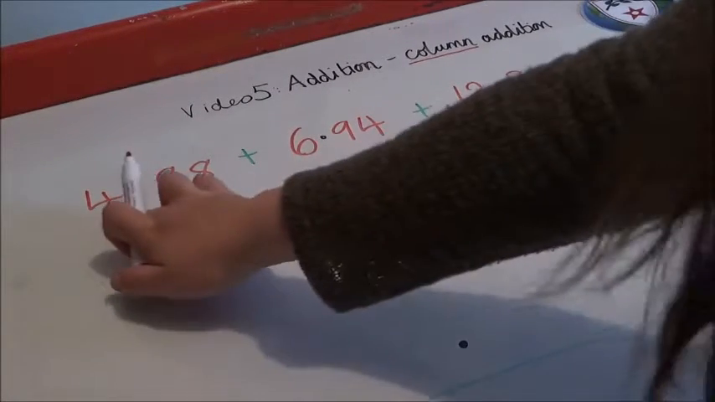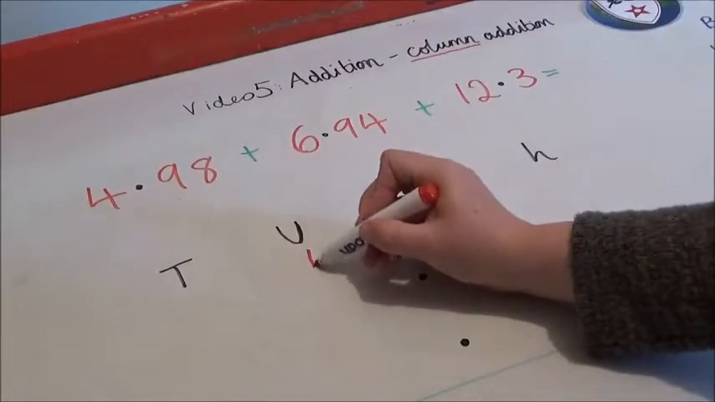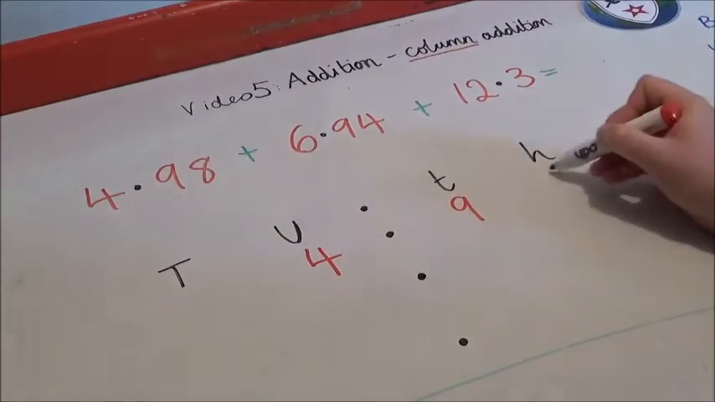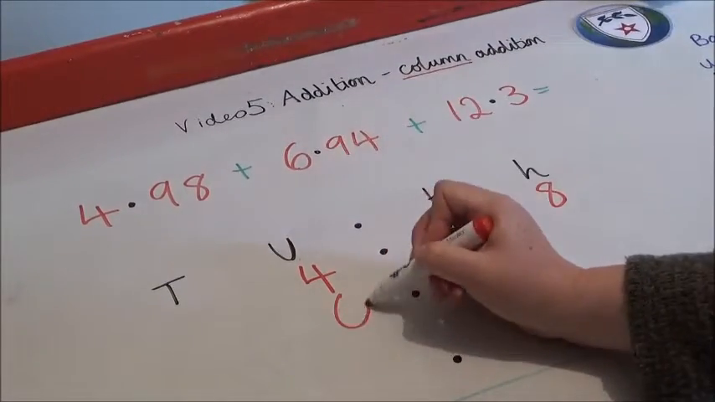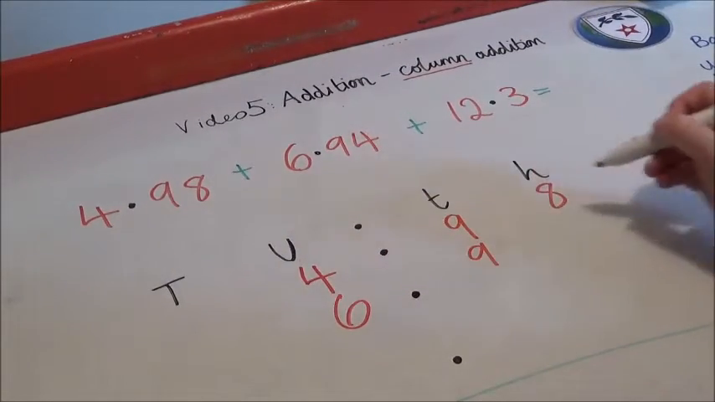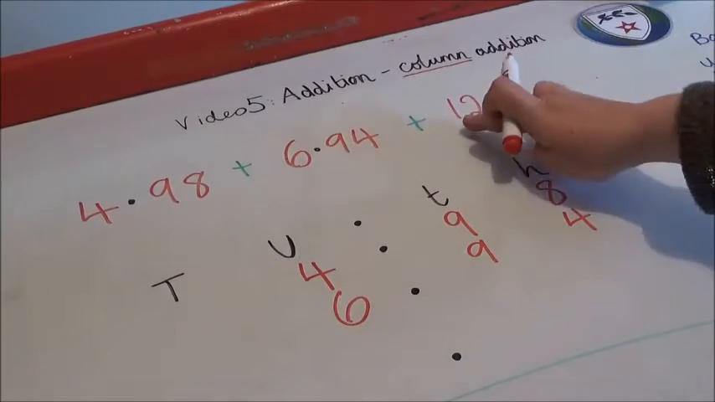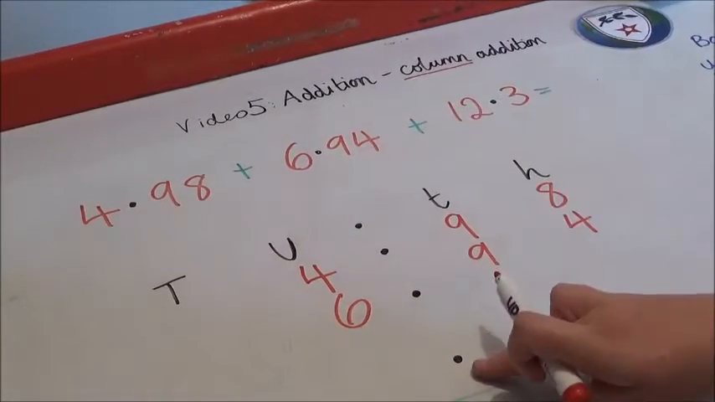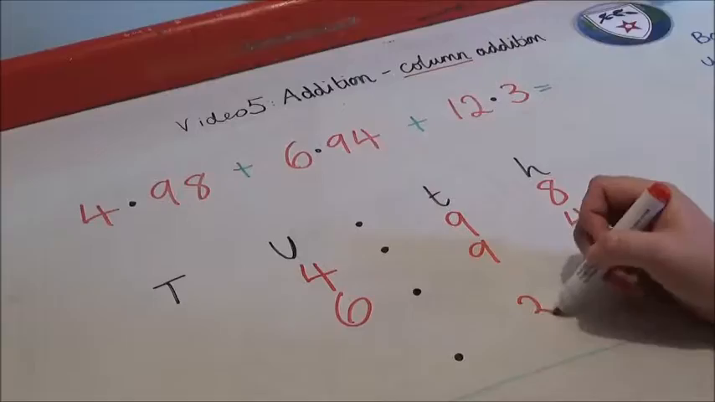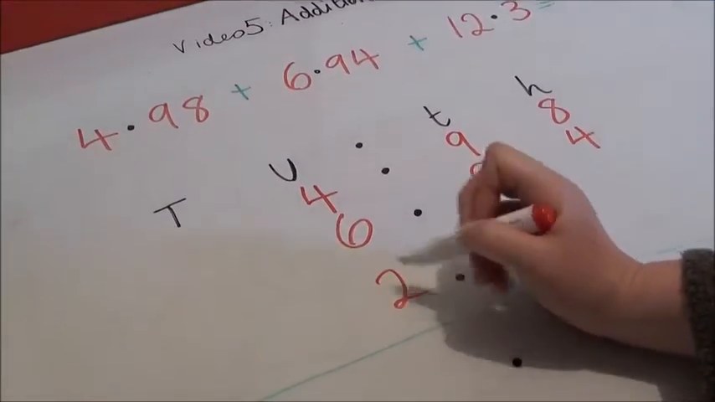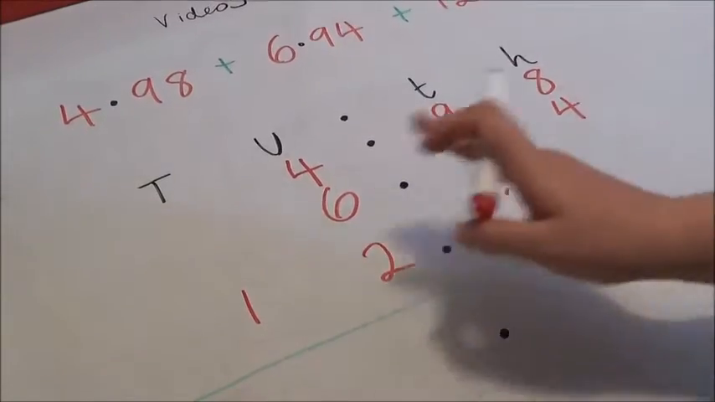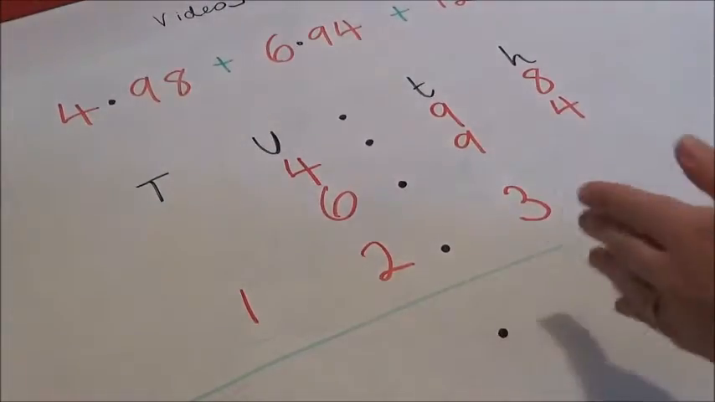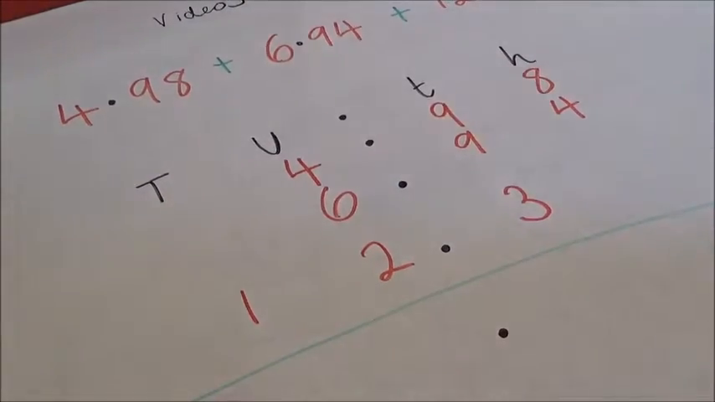So here we've got the number 4.98. I've got 4 units, 9 tenths and 8 hundredths. 6.94, 6 units, 9 tenths and 4 hundredths. And here 12.3. So I've got the point there. I've got the 3 here, I've got 2 units and the 1/10. And that would be the one that you'd slip up on because some people would start moving it along. You need to make sure you're lining it up in its place value position.